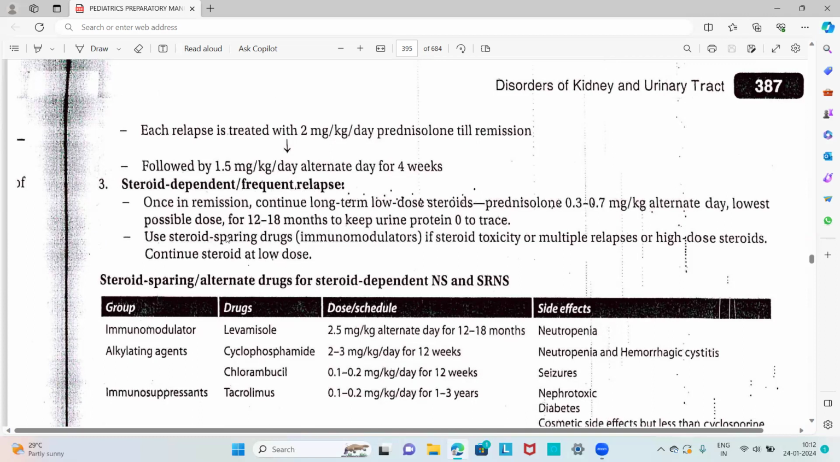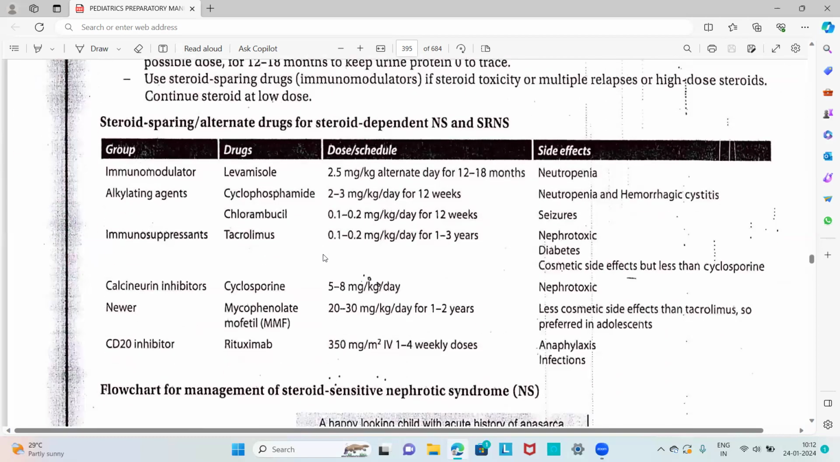So we have to give steroid sparing drugs, that is immunomodulators, if there is steroid toxicity, multiple relapses or high-dose steroid requirement, and continue steroids at low doses also. These steroid sparing agents include immunomodulators like levamisole, alkylating agents like cyclophosphamide and chlorambucil, immunosuppressants like tacrolimus, calcineurin inhibitors like cyclosporin, and newer agents like mycophenolate mofetil and a CD20 inhibitor like rituximab. These are the steroid sparing agents, and these are the side effects of each of them.